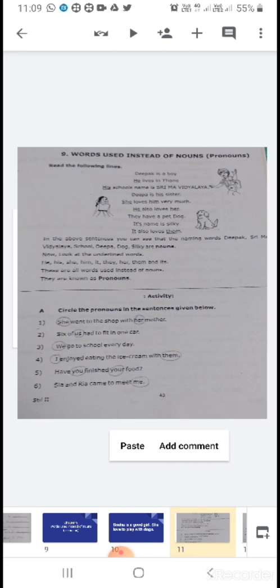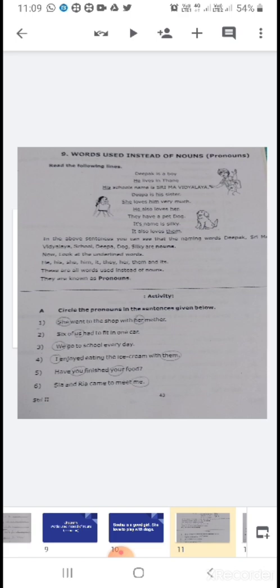So in the above lines you can see that the naming words Deepak, Shrima Vidyalaya, school, Deepa, dog, Silky, they all are nouns, as we know. These all are he, she, they, her, them and its. They all are pronouns, as I told you. These words are used instead of the nouns. They are known as pronouns. With these activities you will be more clear.